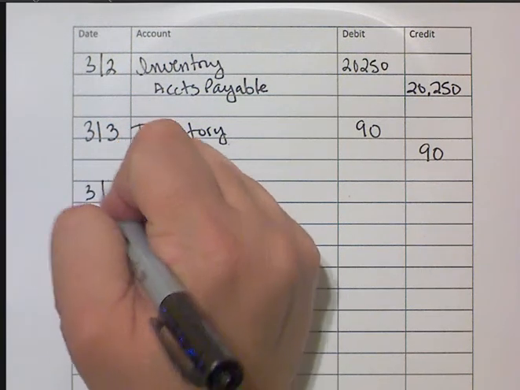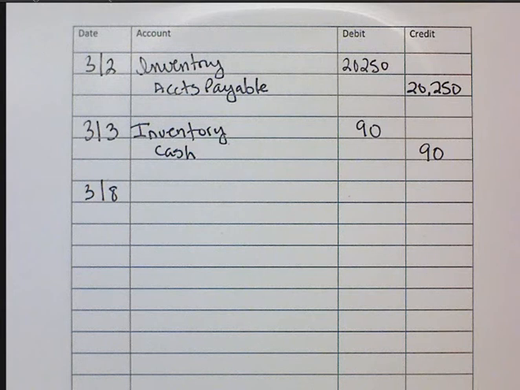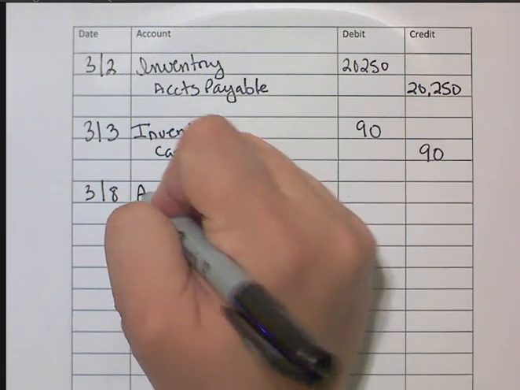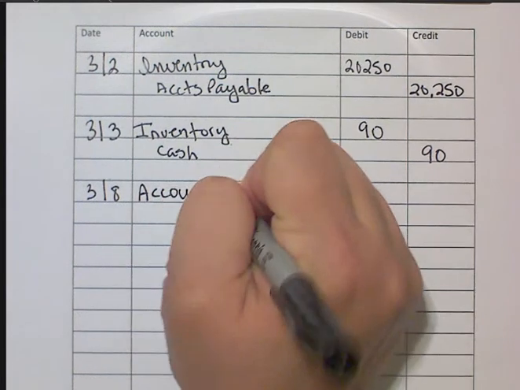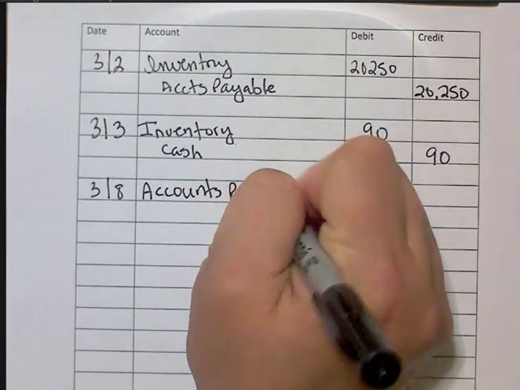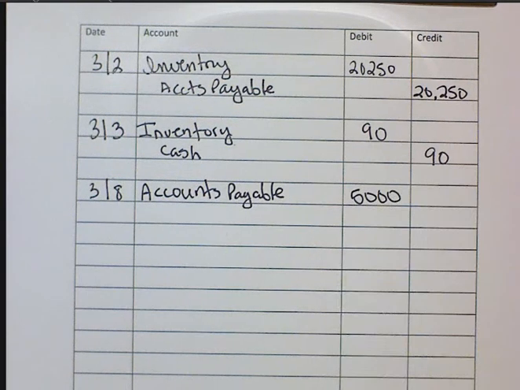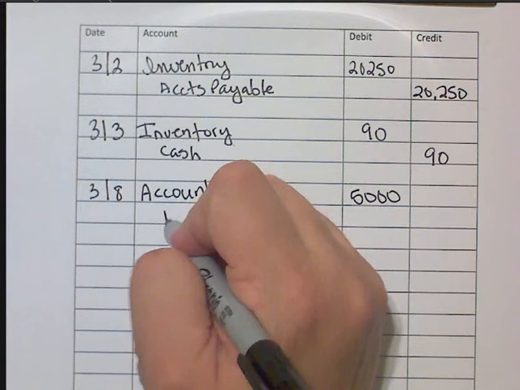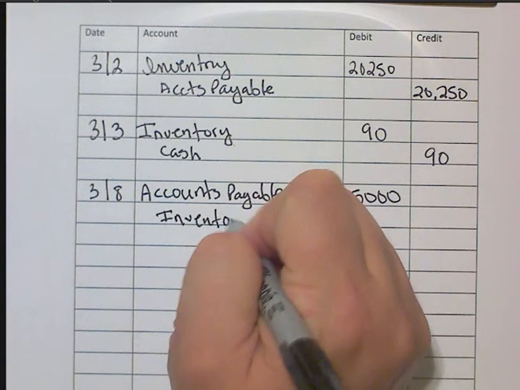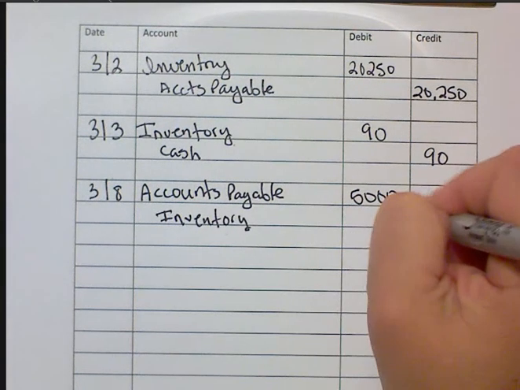On March 8th, Dady returns $5,000 of the merchandise due to damage during shipment. So this is going to decrease our inventory and also decrease the amount that we owe the vendor. So we need to debit accounts payable for $5,000 and credit inventory for $5,000.